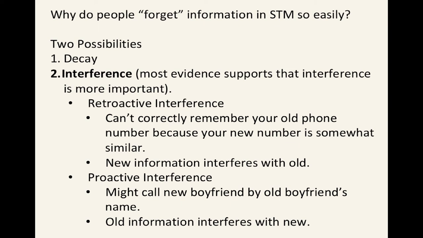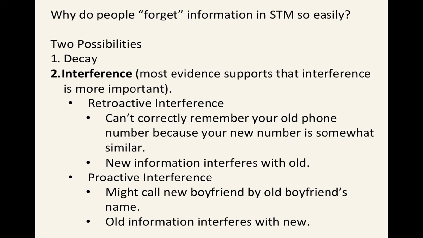And so the new number interferes with your ability to remember the old number. So that's an example of retroactive interference. Proactive interference is the other possibility. And so this is where older information or previously learned information somehow interferes with new information you're trying to remember.